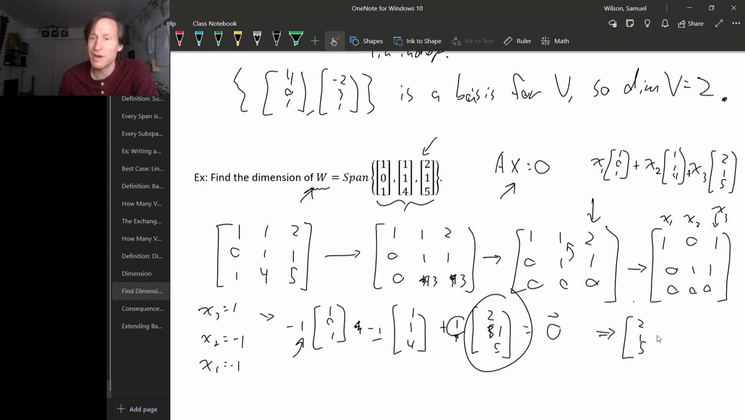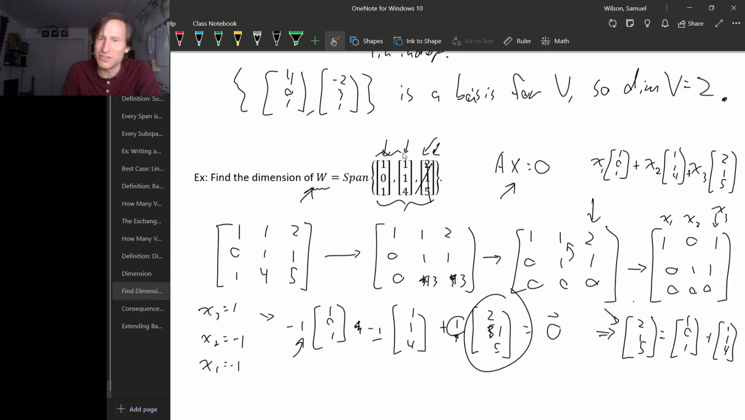So 2, 1, 5, we can solve this equation for it. It's 1, 0, 1 plus 1, 1, 4. So since this one is redundant, since 2, 1, 5 is in the span of the other two, we don't need 2, 1, 5 to get the whole span. The other two vectors span 2, 1, 5 itself, so you don't really need it. So that means W is the span of just these first two vectors.